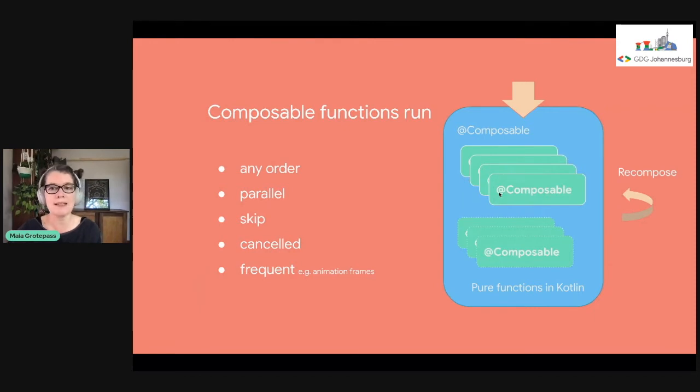It might skip things that have already been set up and that there weren't any changes. It might decide to cancel things because the user left the screen. And also it might call these things very frequently. If it's trying to draw some animation frames, it might call these things very quickly. So that is one of the reasons why you don't want your functions to have any side effects.